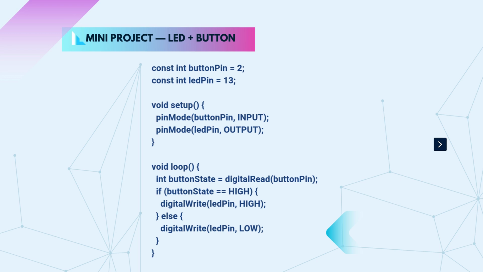This loop repeats continuously, checking the button state and updating the LED in real time. Upload this code to your Arduino, press the button, and watch the LED light up instantly. With just a few lines of embedded C, you've built a responsive input-output project.